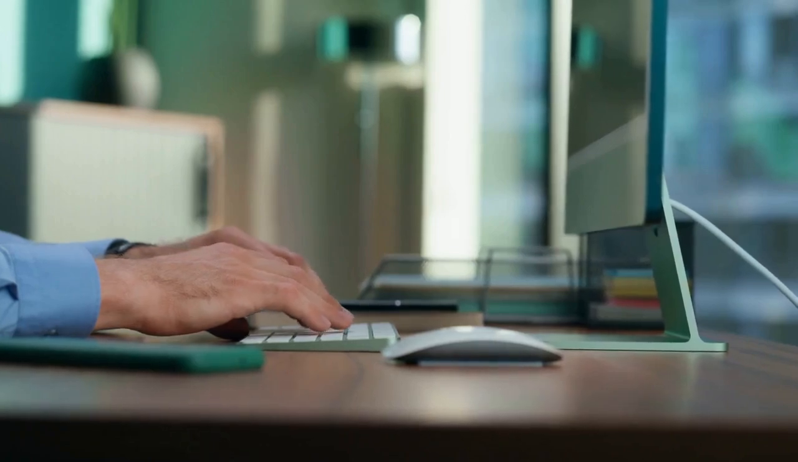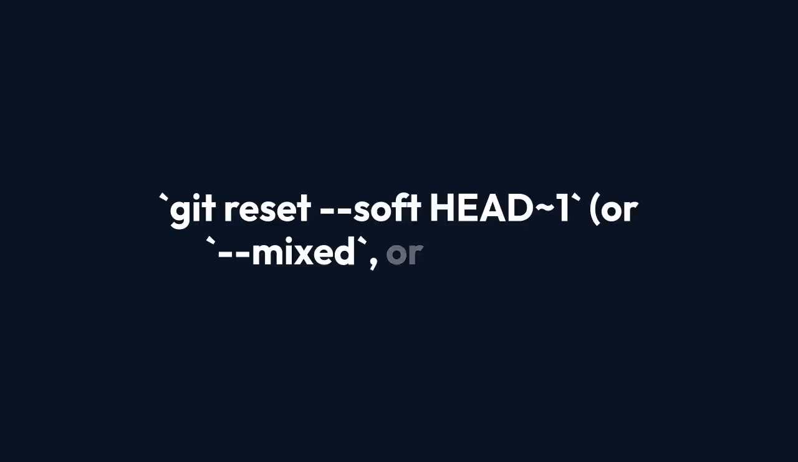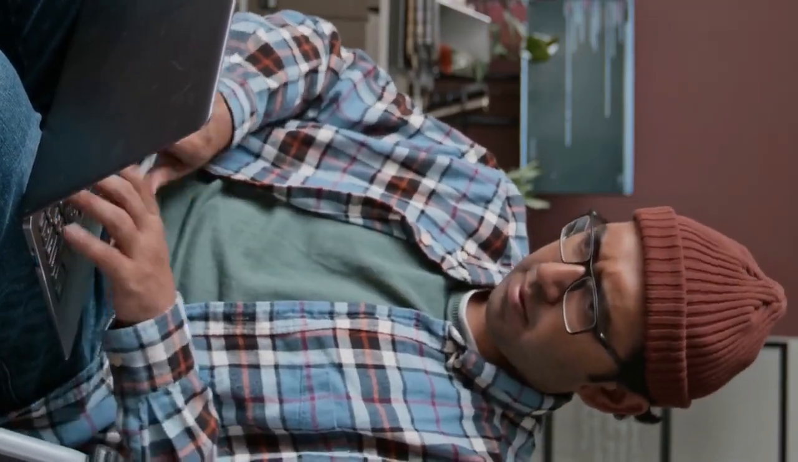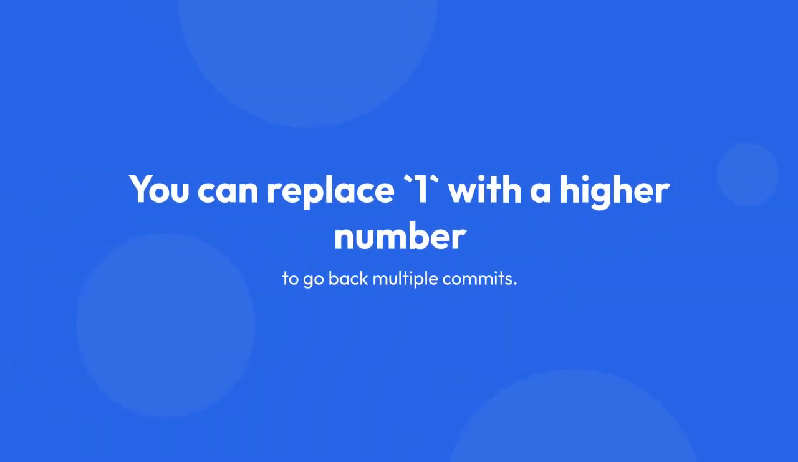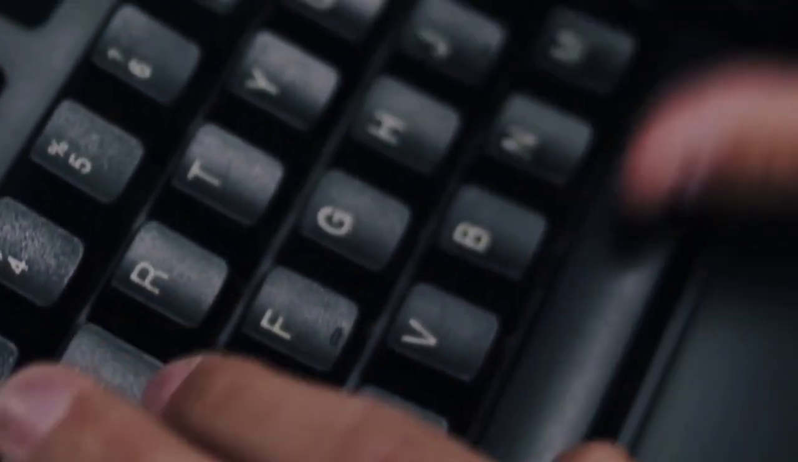To use it, you would type something like git reset --soft HEAD~1, or --mixed, or --hard, where HEAD~1 refers to the commit before the current one. You can replace 1 with a higher number to go back multiple commits. After the reset, you can then use git add and git commit -m, your new commit message, to create a new commit with the corrected changes.